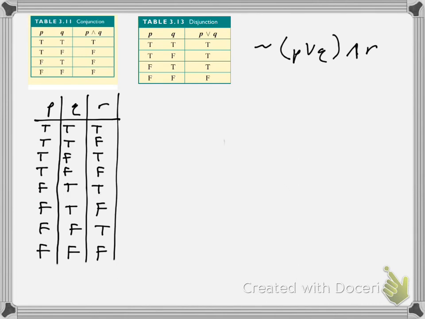Then find all the possibilities of having one true. Well, here's all the ways of having one true. There's one true, one true, and one true. The first one is P's true, the other two are false. The second one is Q's true, the other two are false. And the third one is R's true, and the other two are false. And then the only other possibility is that all three are false.